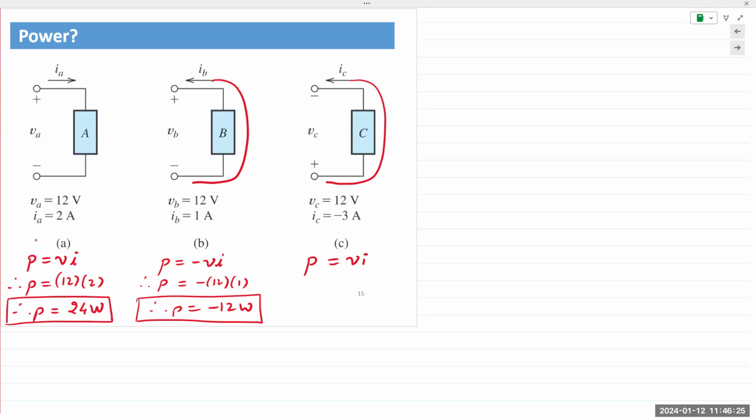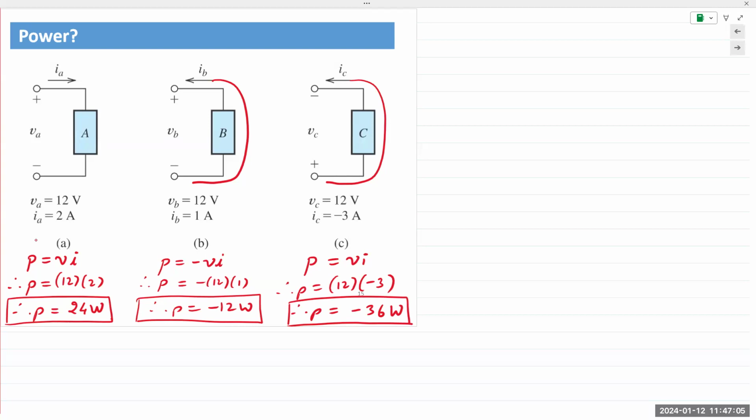Next step, enter the values. P equals 12 times minus 3. Simply solve it. Do not get too worried about the negative sign. Your final answer is minus 36 watts. At this point, we don't care about the voltage polarity. We don't care about the current direction. Our answer is negative. It's a positive power equation, P equals VI, but the final answer is negative. That means that the element C is supplying power. It is supplying energy. That's all it means.